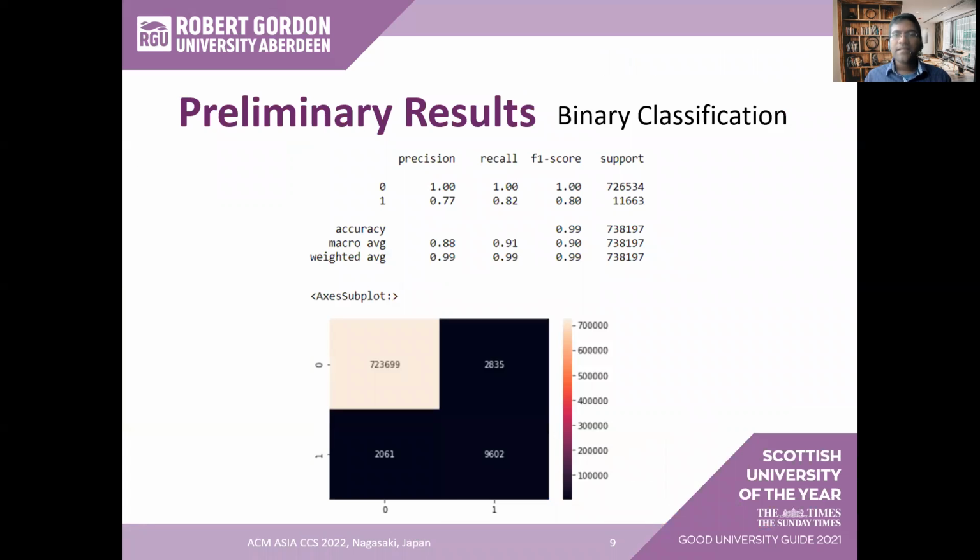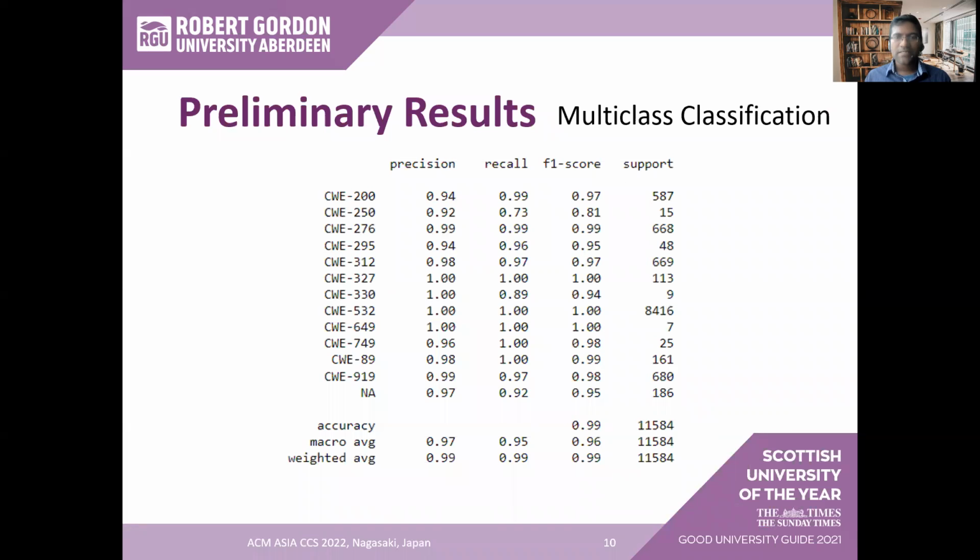The preliminary results of this research are very promising. For the binary classification, that means whether the code is vulnerable or not, the model can predict with a 0.90 macro average F1 score, which is very high. And when it comes to multi-class classification, that means CWE-based classification with the CWE categories, we receive a macro average F1 of 0.96, which is very promising.